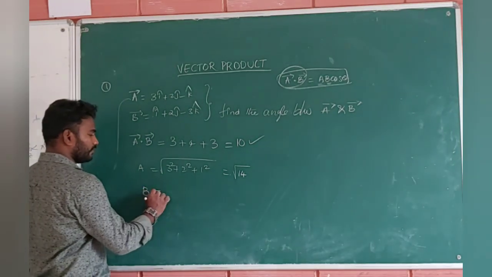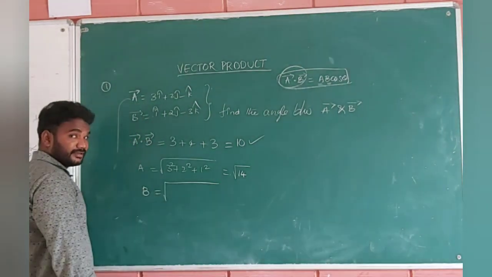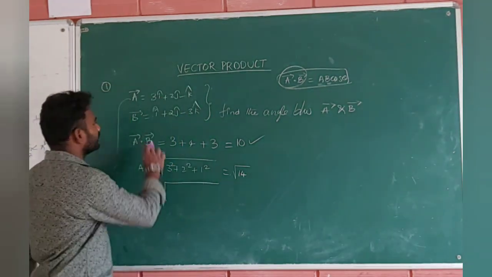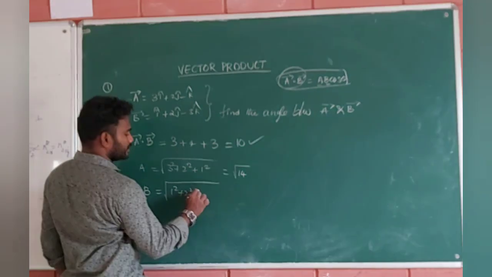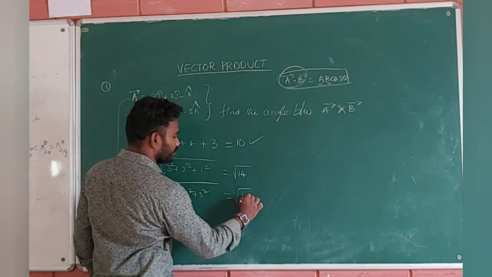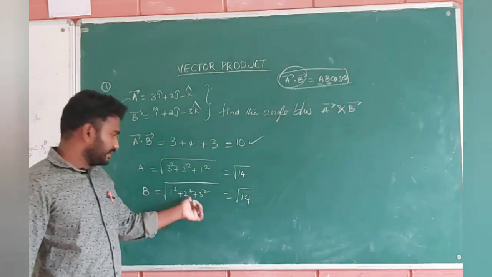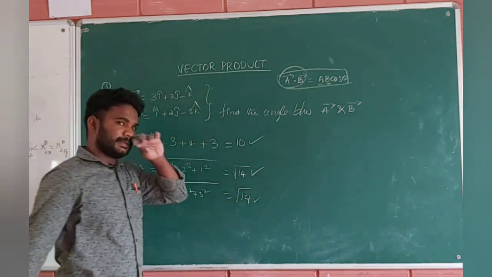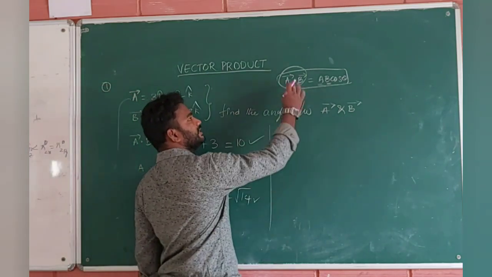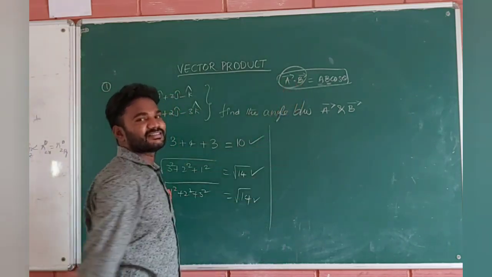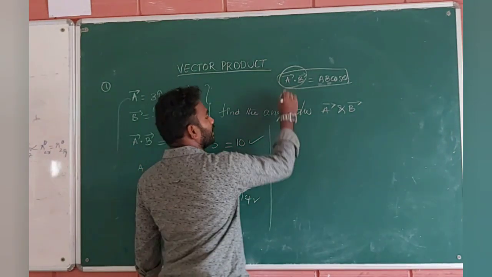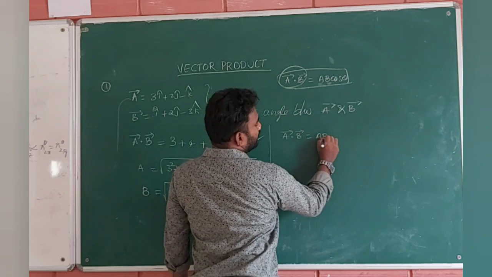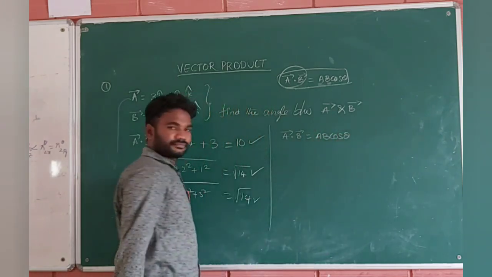Next, similarly, I will go for magnitude of b bar here. Magnitude of b bar means 1 square plus 2 square plus 3 square. The same answer, 14, you will be getting. 9 plus 4, 13, 13 plus 1, 14. That's all. So you know the magnitude of a bar and the magnitude of b bar. Now let us substitute these values in the second method's equation. A bar dot b bar is equal to ab cos theta. This is the value.